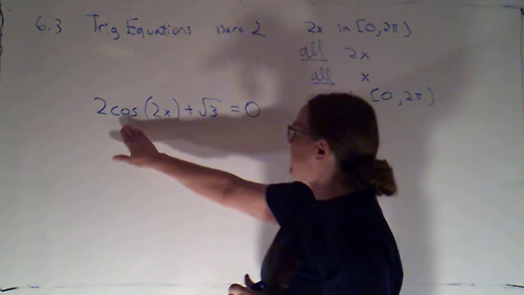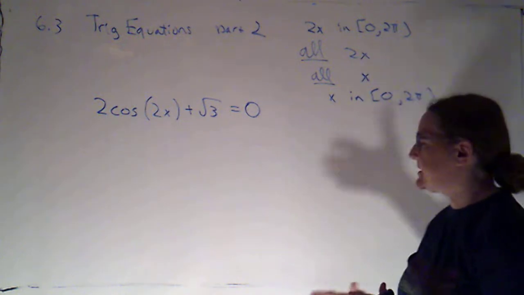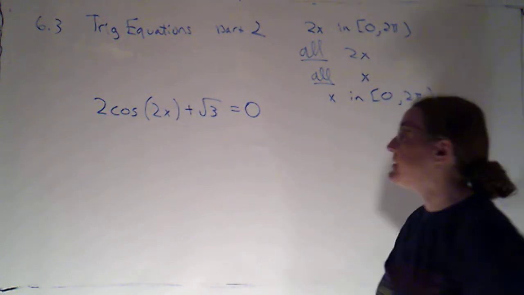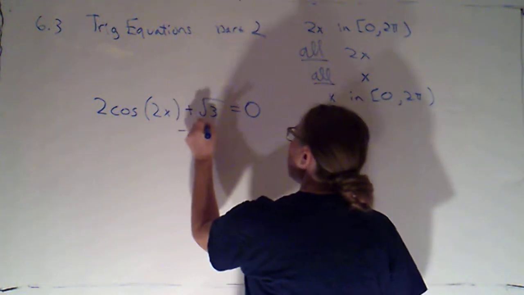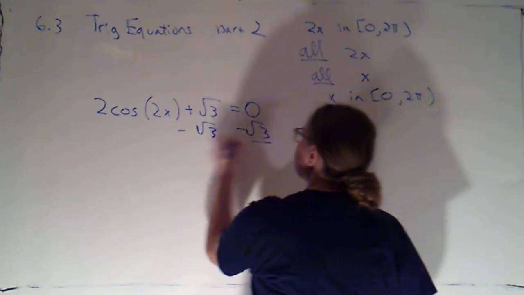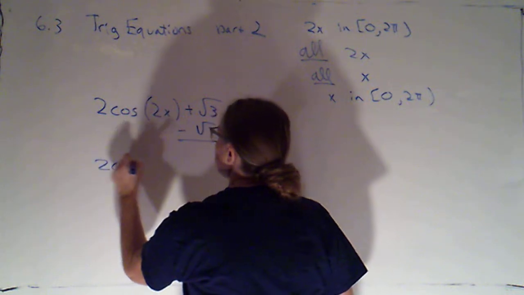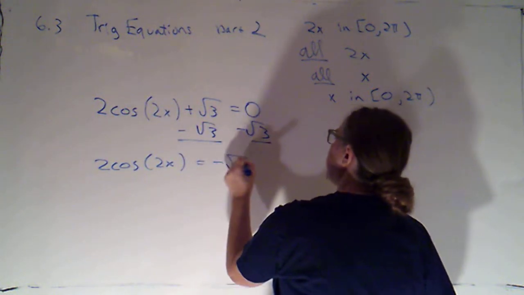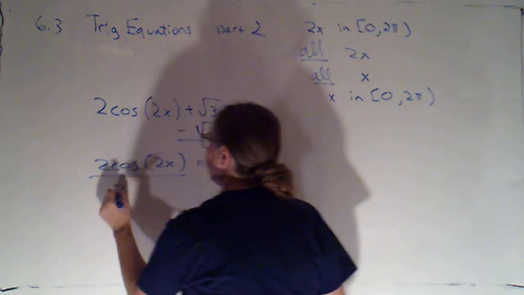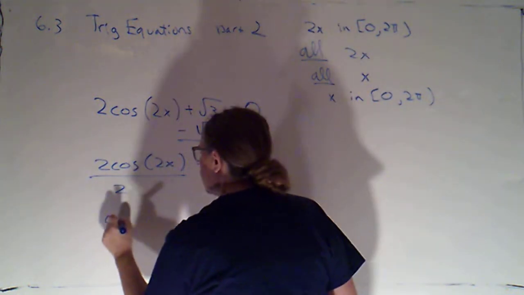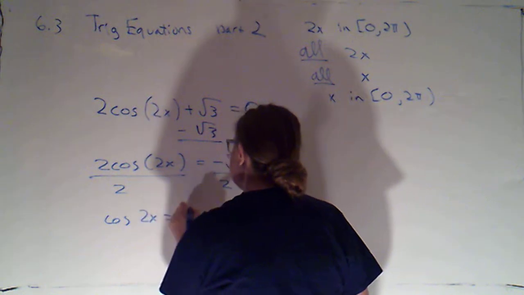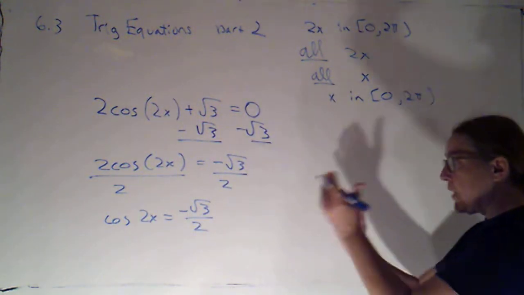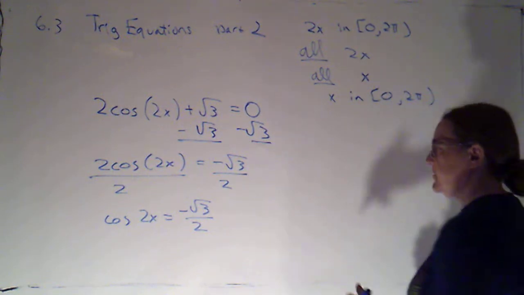Here, I don't have any cosine squared, so this is not quadratic. This is what we call linear in cosine, because it's just cosine to the first power. So when I have that, I know that what I want to do is isolate the trig function. So I've got 2 cosine of 2x equals negative root 3. Then I can divide both sides by 2. So cosine of 2x is negative root 3 over 2. So I want to figure out what angles 2x could be.